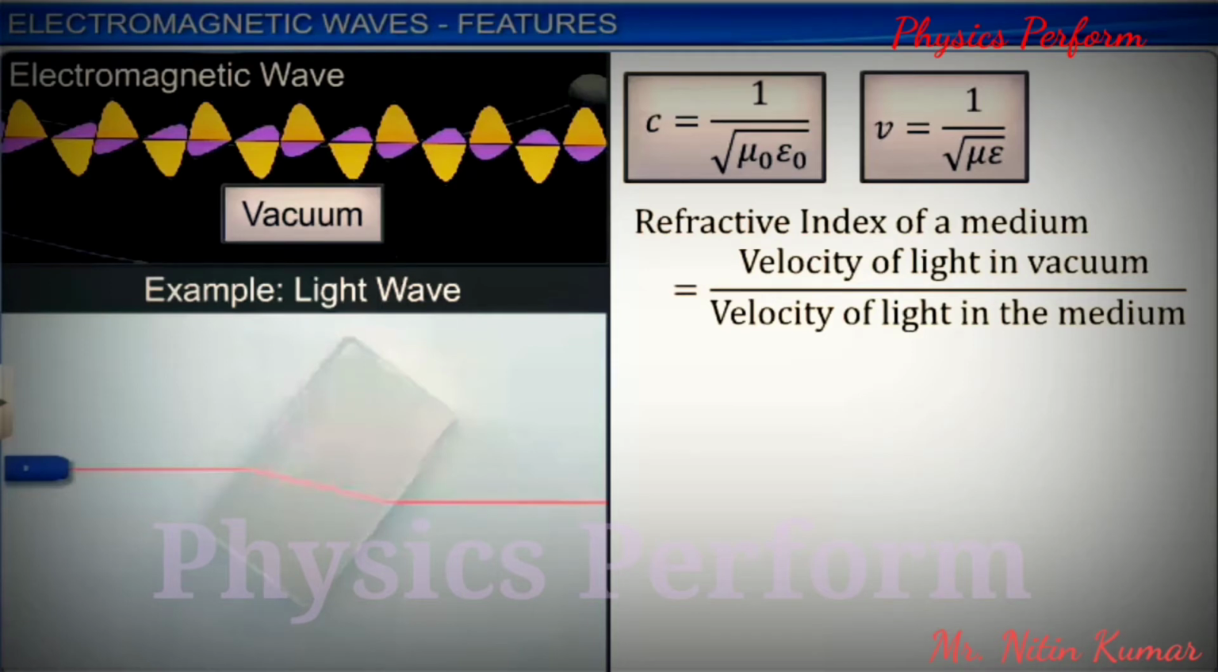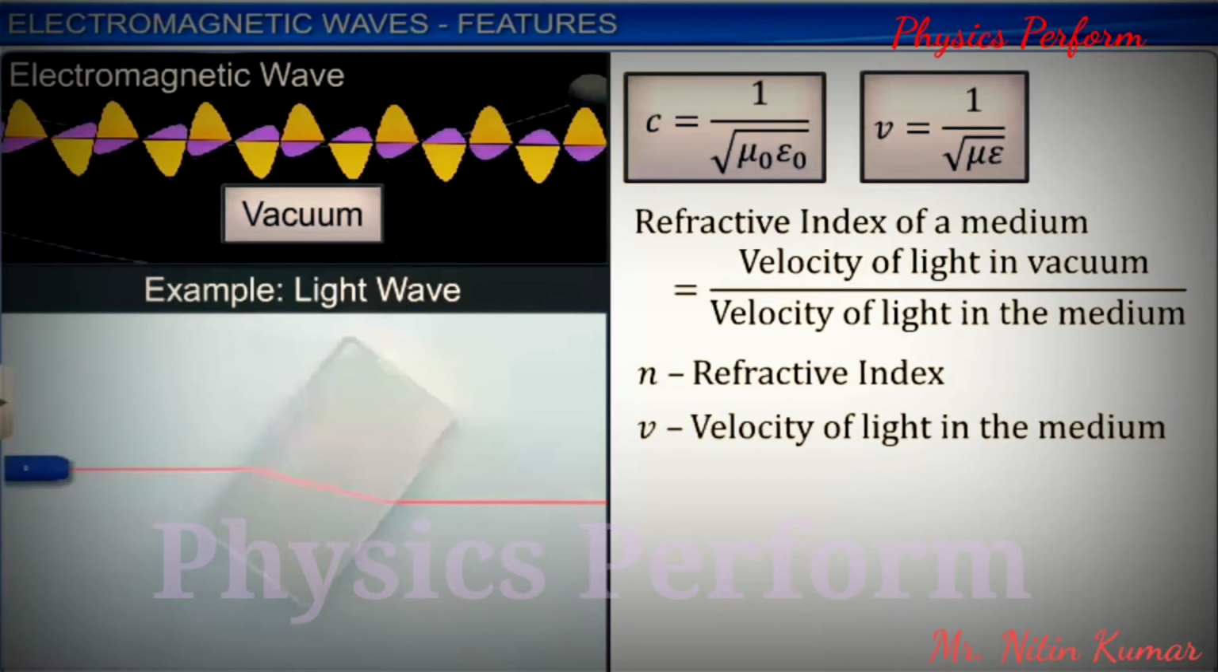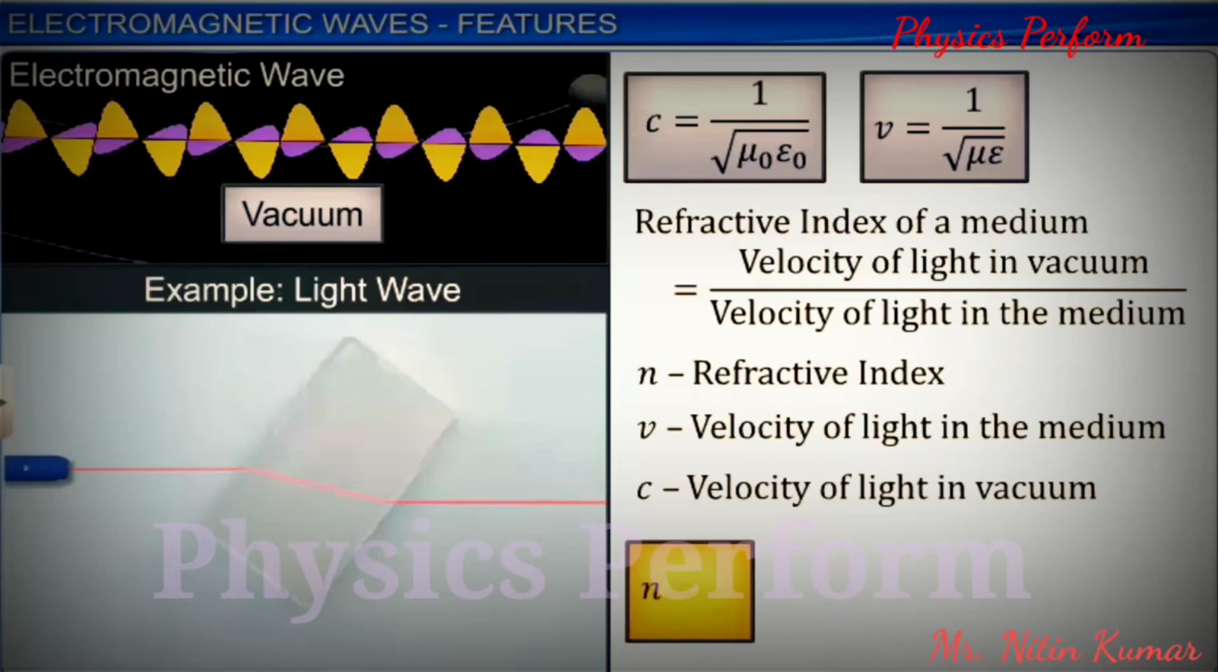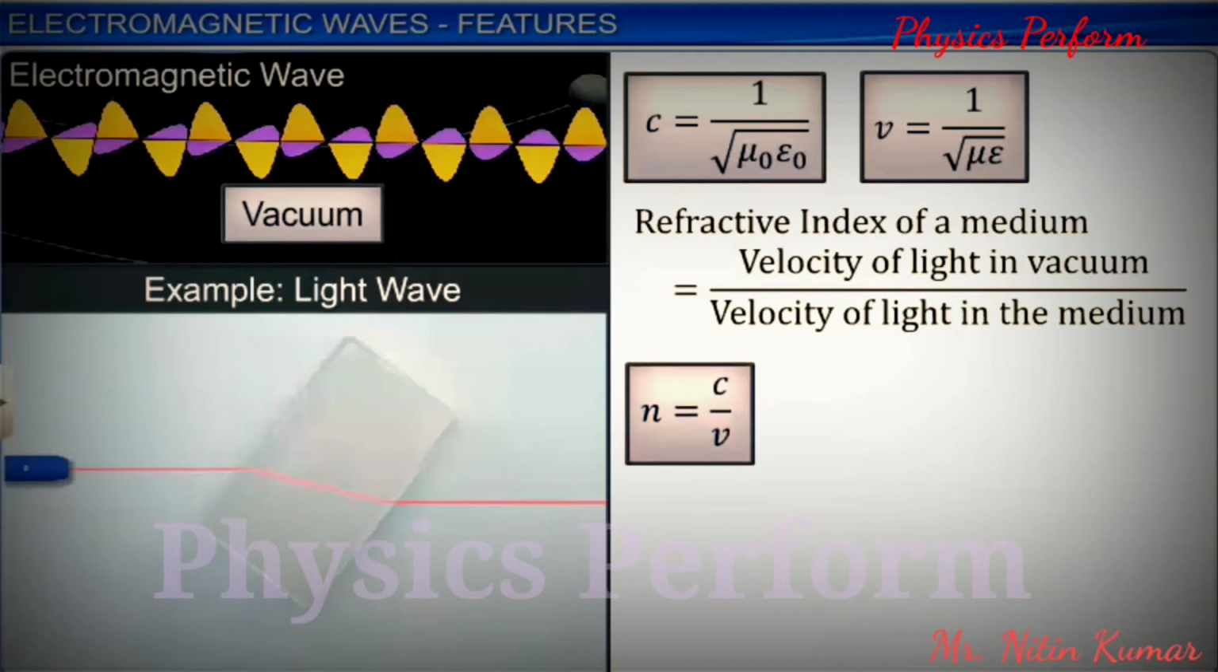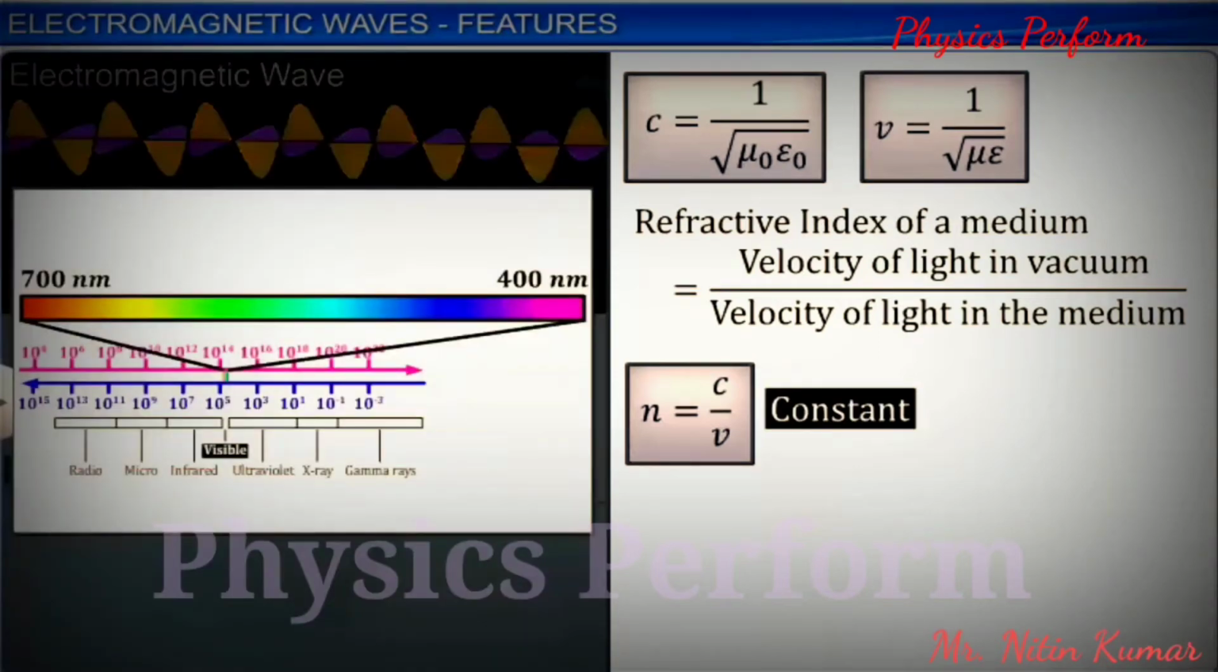Consider n as the refractive index of a medium, v as the velocity of light in the medium, and c as the velocity of light in vacuum. Then, the refractive index n is equal to c by v. In vacuum, the velocity of electromagnetic waves is a constant. Even for electromagnetic waves of different wavelengths, the velocity is the same. Its value is 3 × 10^8 meter per second.